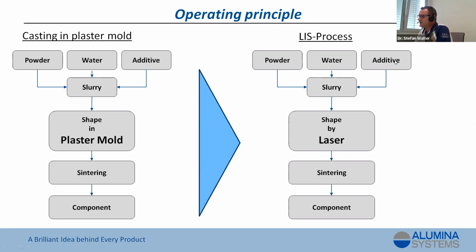So the LIS process is a little bit similar. We have the powder, the water, and the additive. You get the slurry. So that is more or less the same slurry composition you can start with. But now you do the shaping of the component by the laser. So you dry with a plaster mold, and in the LIS process, you do it with a laser process. And afterwards, after drying as well, you have the sintering and the component. The next slide.